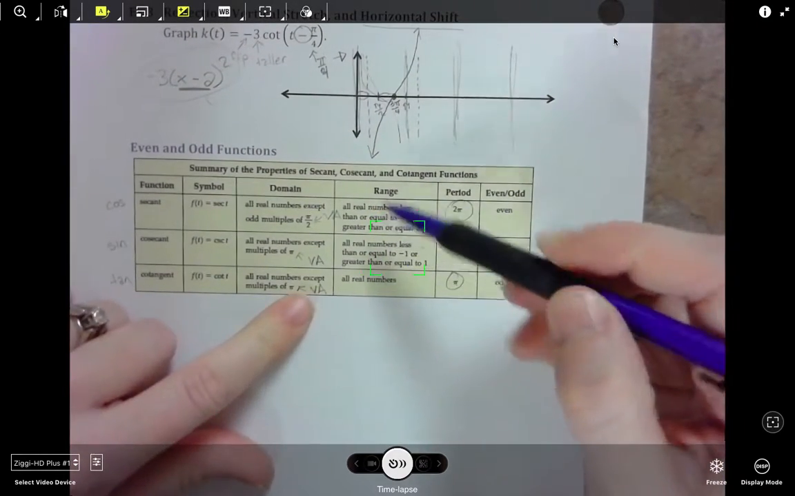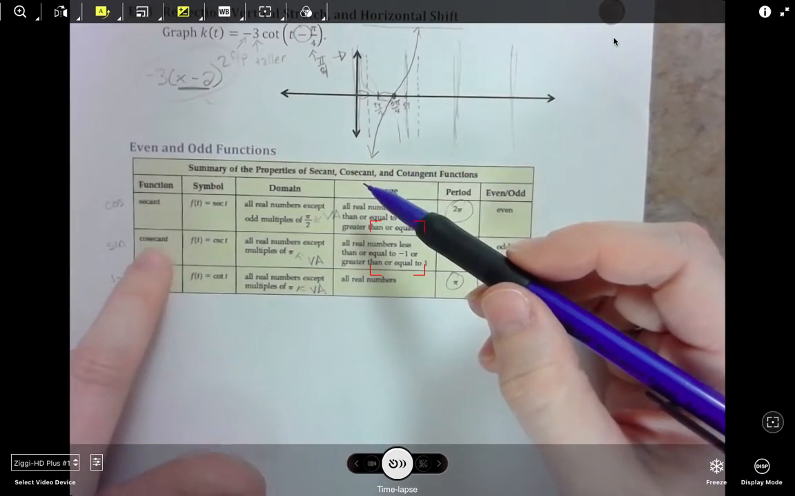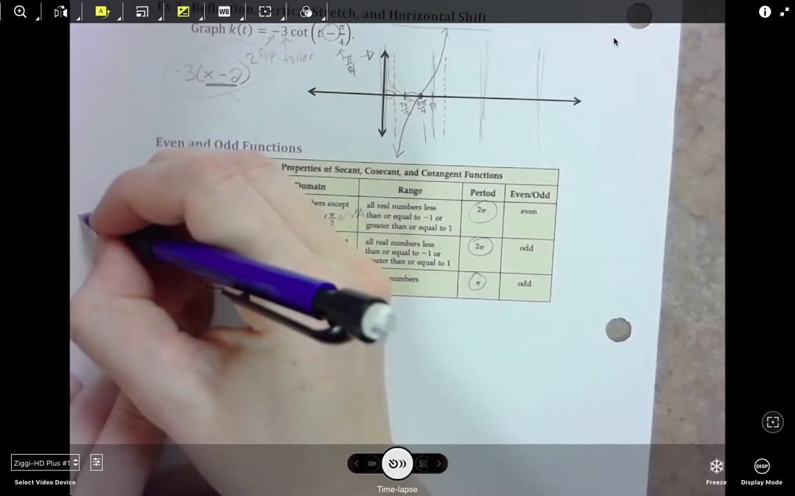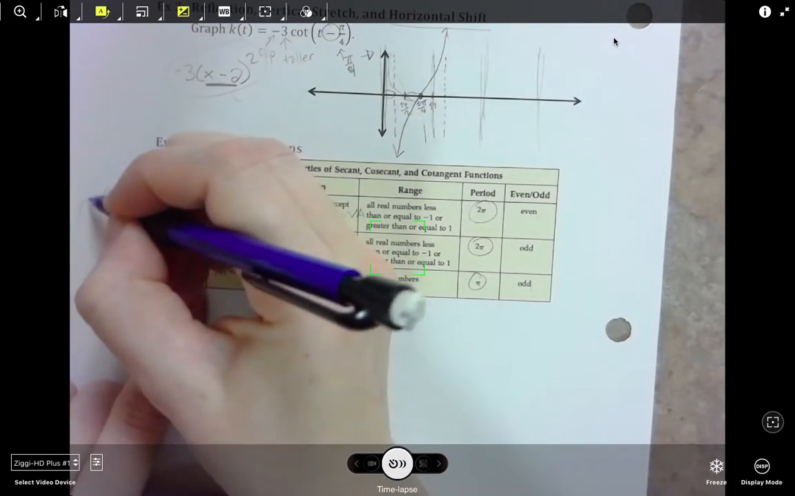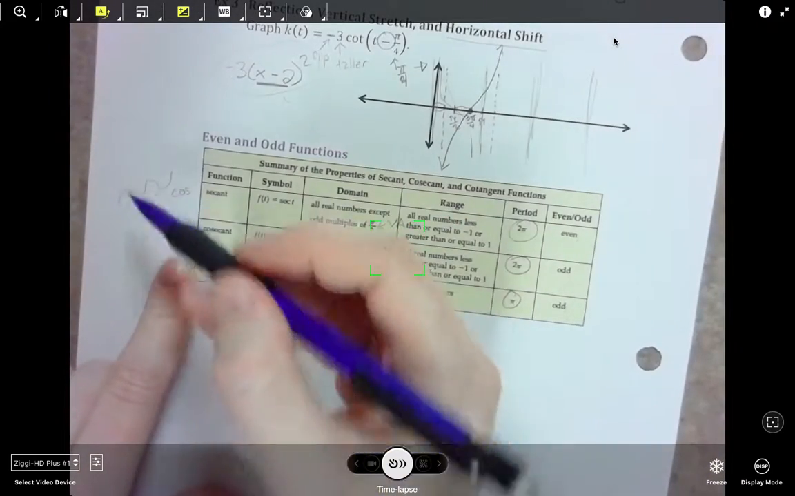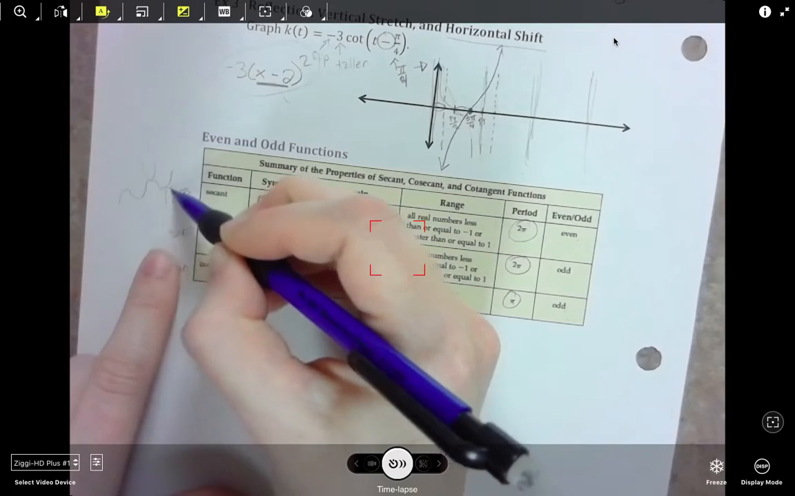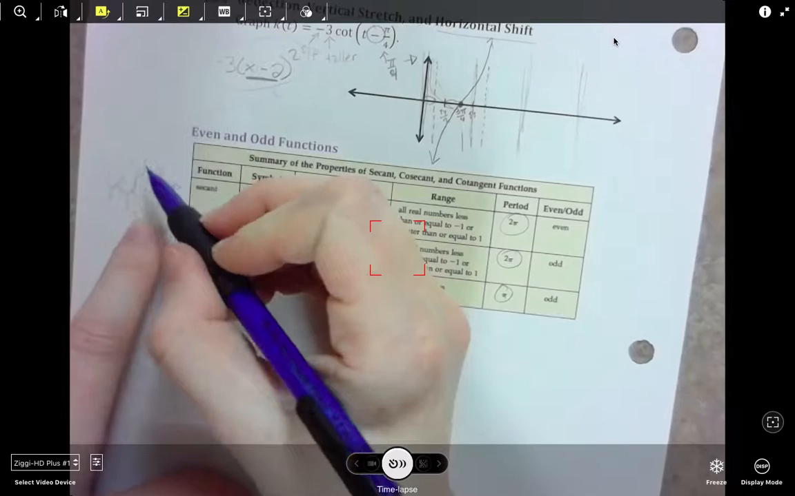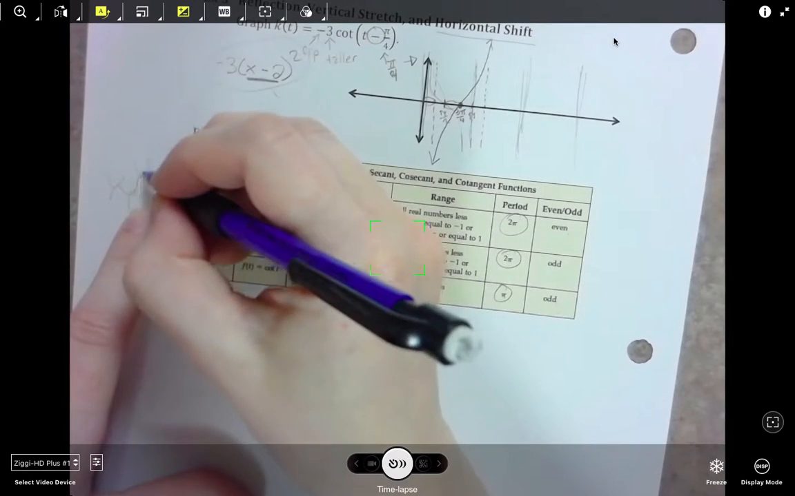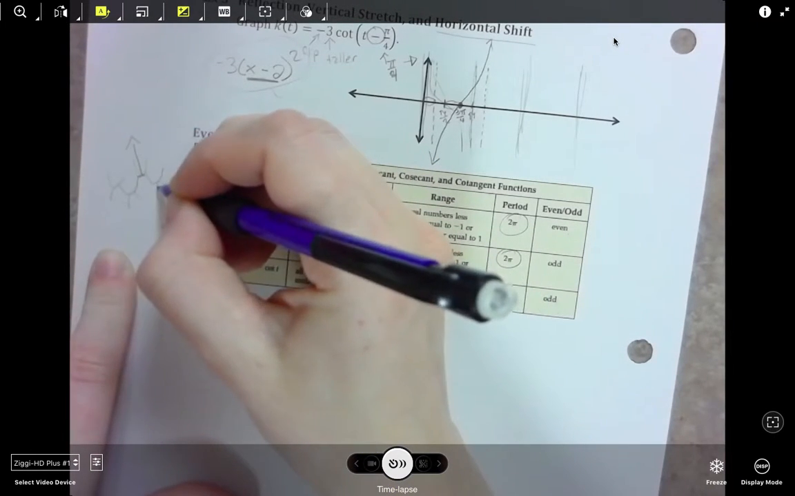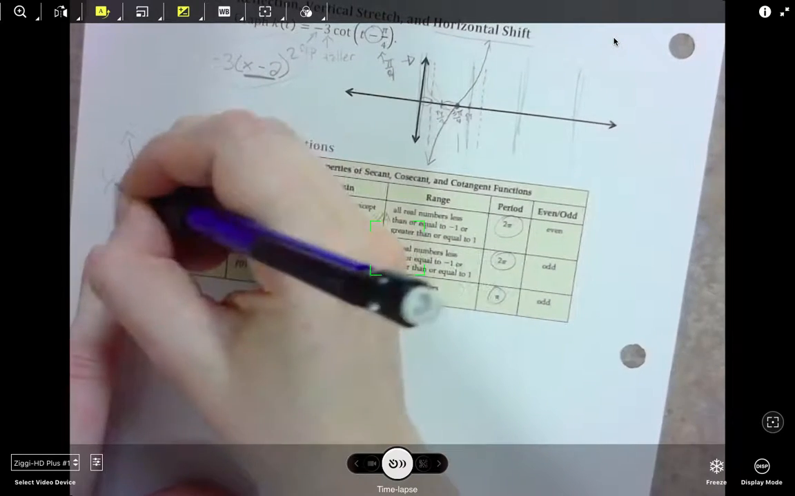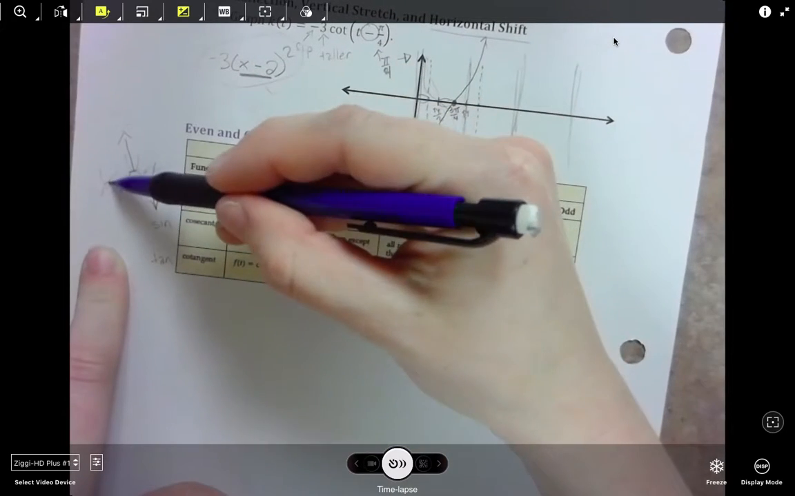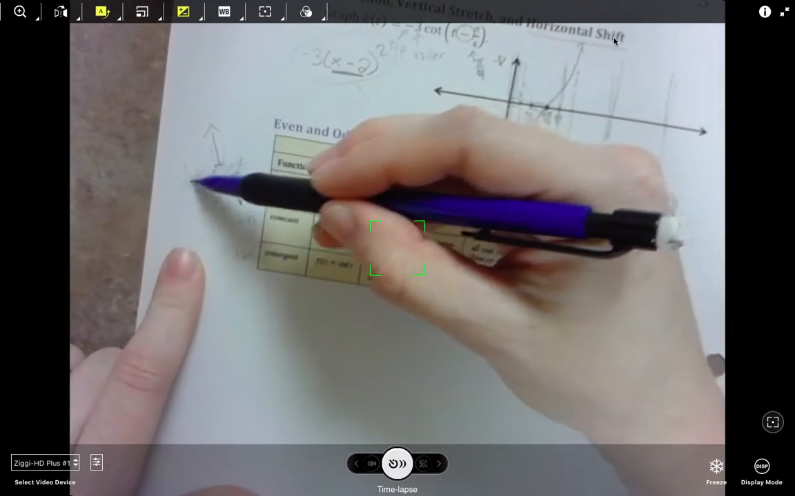Your range for cosecant and secant: well, cosine and sine, you remember, bounced in between -1 and 1. So if cosine and sine are bouncing from -1 to 1, and this is what your cosecant and secant values look like, your range is going to be numbers that are bigger than 1 and numbers that are less than -1, because that's where it cuts off. Your cosecant and secant never touch these values inside of here. I'll move my pencil here so you can see. Never touch these values inside of here.